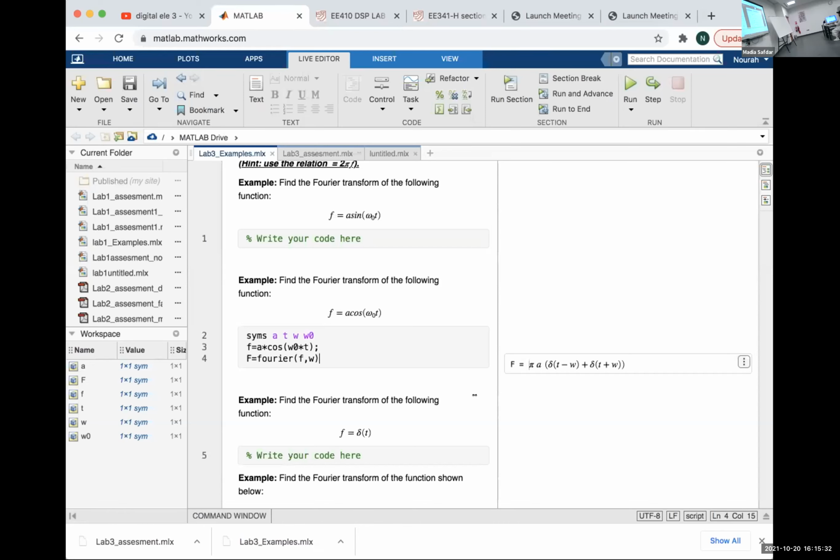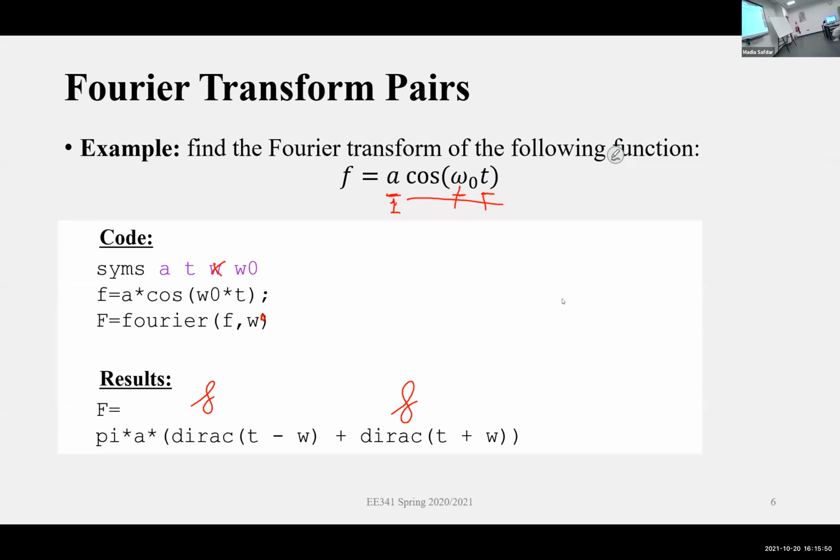Yes. Okay. Pi times delta of t minus omega plus delta of t plus omega. Okay. Delta function. So this is correct. So I move forward now. So now I go forward.